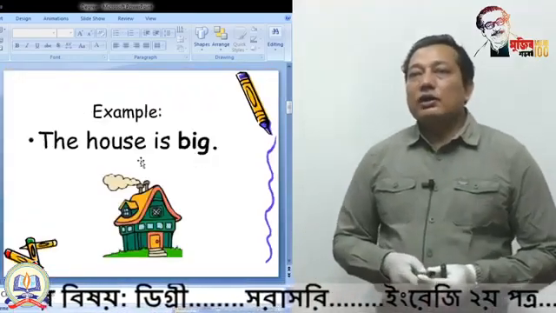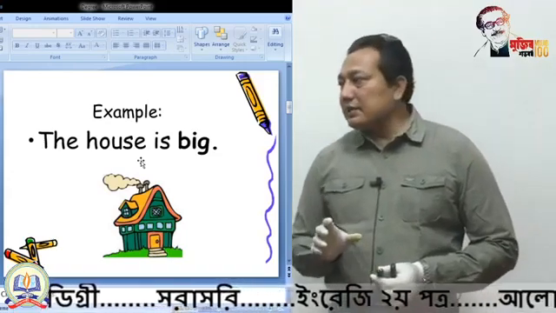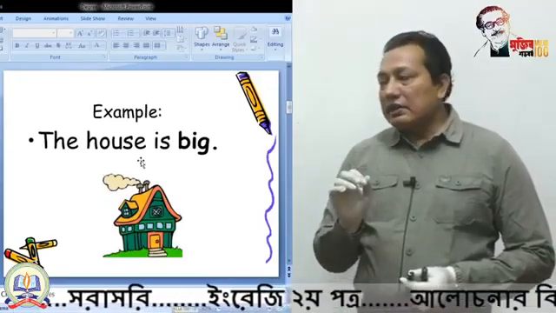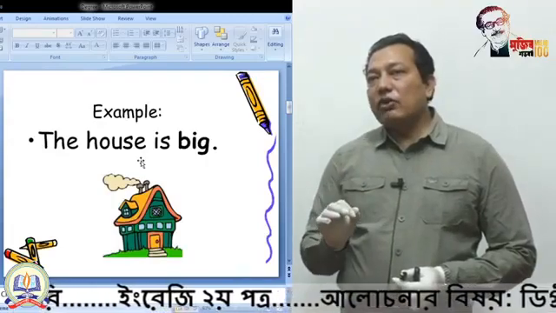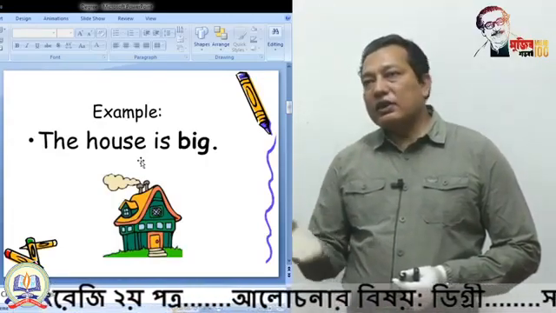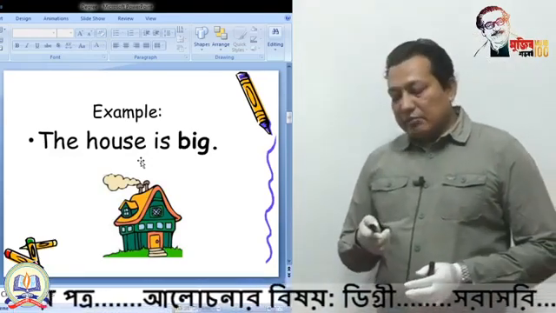Just follow the example. The house is big. That means here you are getting an adjective, big, and it especially marks the house only. The house has a distinct quality, and here you are getting only one thing's quality or condition, that is big. So it is positive degree.